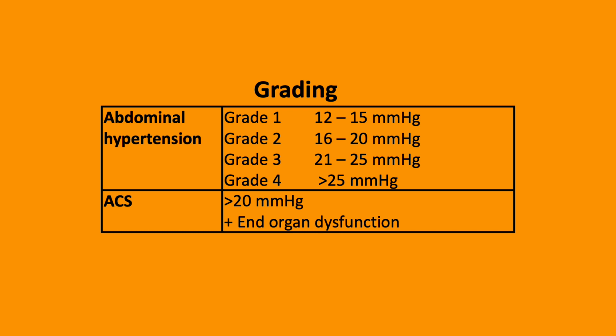Abdominal pressure is usually less than 12 mmHg, and therefore an elevation of pressure, termed abdominal hypertension, leads to an increase in pressure. This is graded 1 to 4: 12 to 15, 16 to 20, 21 to 25, greater than 25. Abdominal compartment syndrome is a pressure greater than 20 mmHg plus end organ dysfunction.